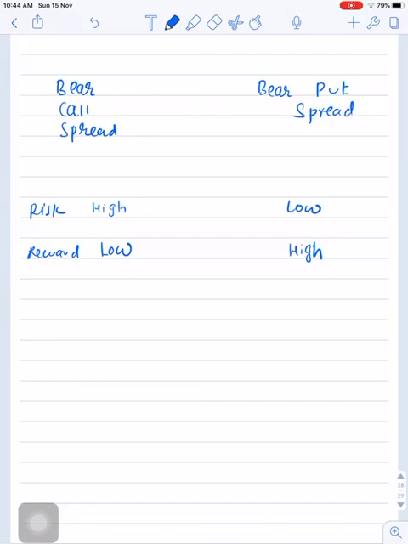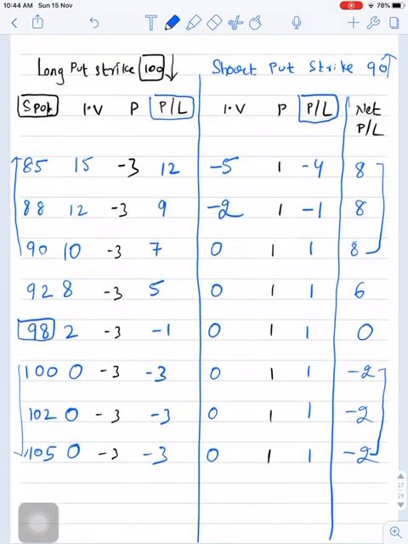Also there is a difference of margin. Generally to design bear put spread, comparatively you require lower margin, but when you design bear call spread, your margin will be high when you compare with bear put spread. So this is the difference between bear call spread and bear put spread. So if you have a bearish view as a trader, you have a choice what you want to design, whether you want to design bear call spread or bear put spread.